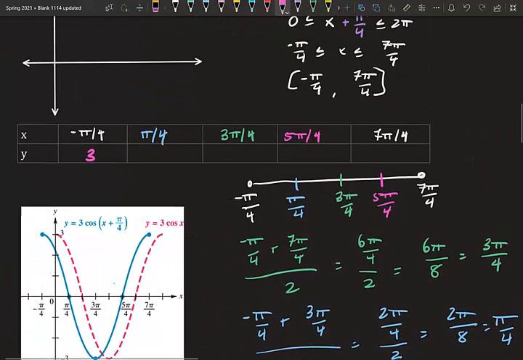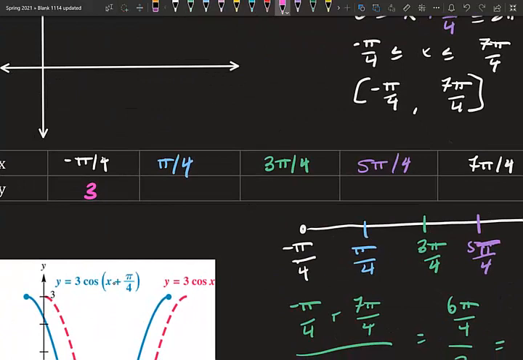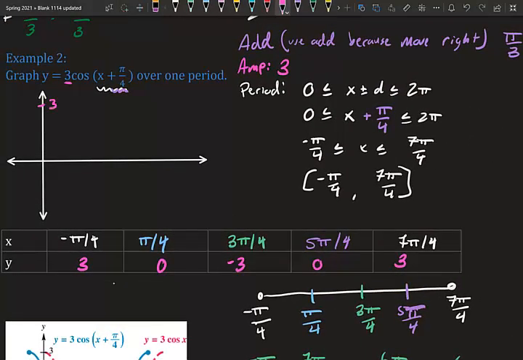Alright, if you're unsure about that first y value, go ahead and plug it into your calculator. It's going to go 3, then 0, then negative 3, then 0, then 3. So we plot it. We have our amplitude of 3, so 3, negative 3. We have our x values of negative pi over 4, then we have pi over 4, then we have 3 pi over 4, 5 pi over 4, and then 7 pi over 4.